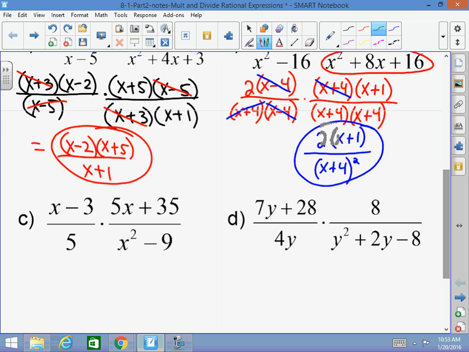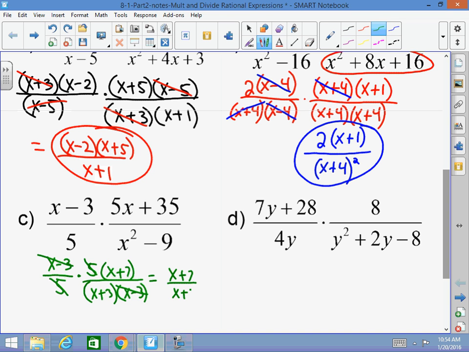Next, I've got an x minus 3 over 5 times, factor out a 5 here. So I got x plus 7 over a difference of squares, x plus 3 times x minus 3. A 5 and a 5 cancel because they're monomials. The x minus 3 cancels out with the x minus 3. They're the same binomial. So I've got x plus 7 over x plus 3. Ding dong, the witch is gone. Have a good day.